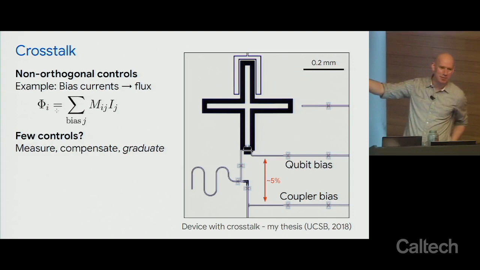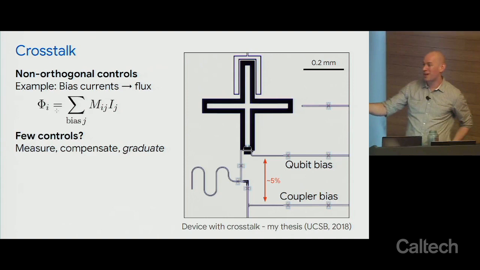So let's look at an example from my life where I had a pretty simple qubit device. This is from my PhD work. And we have a line here who's responsible for changing the qubit frequency. And we have another line here who's responsible for changing some coupler. The detail there isn't too important. But what is important is when I put a current through this qubit bias line, it also affects the coupler bias by about 5%.